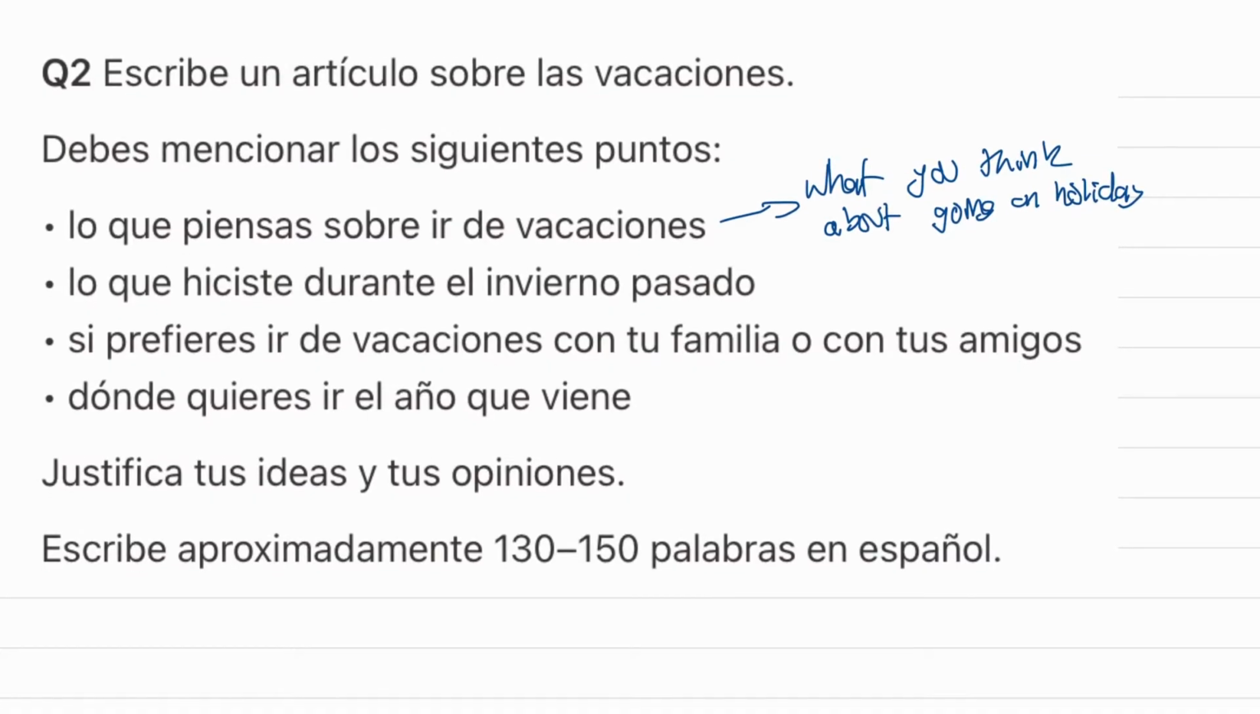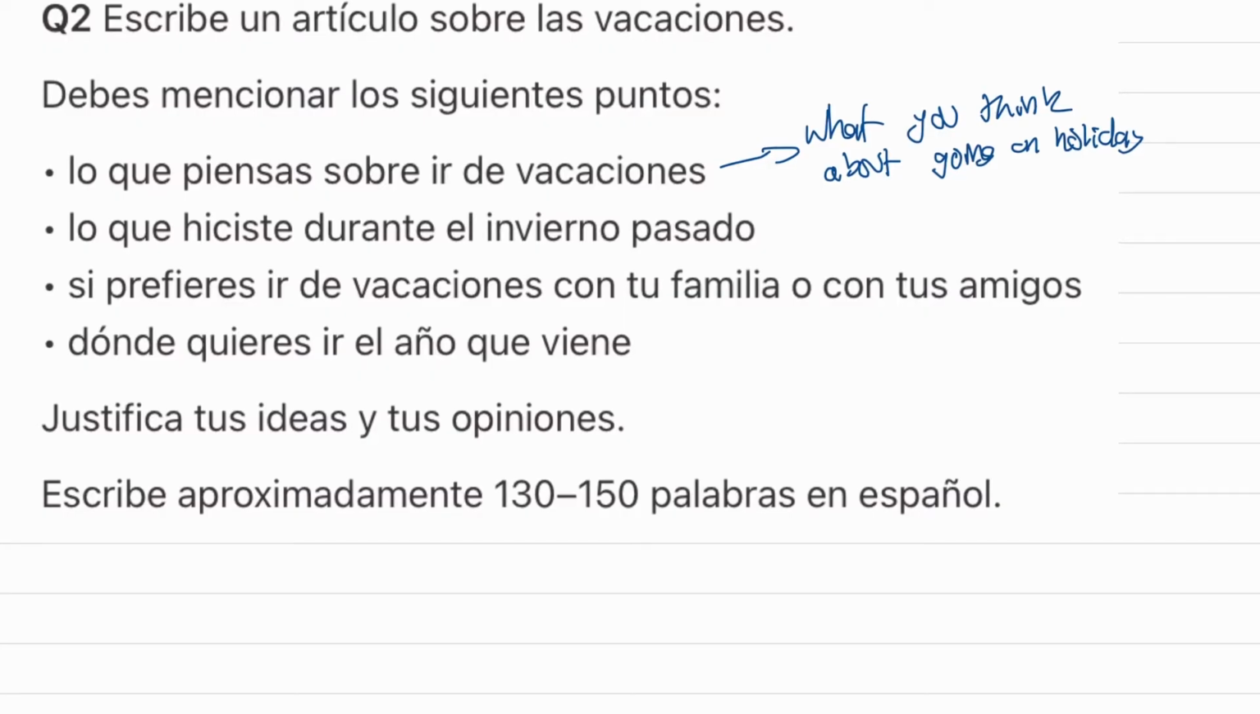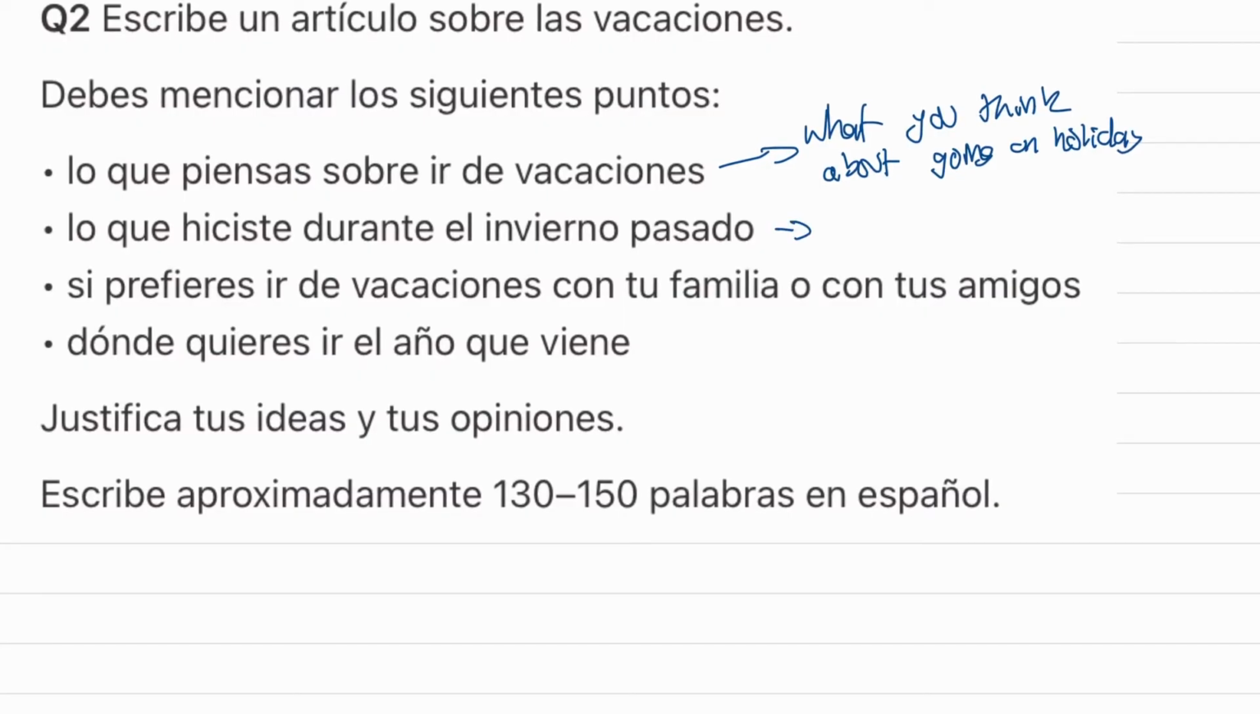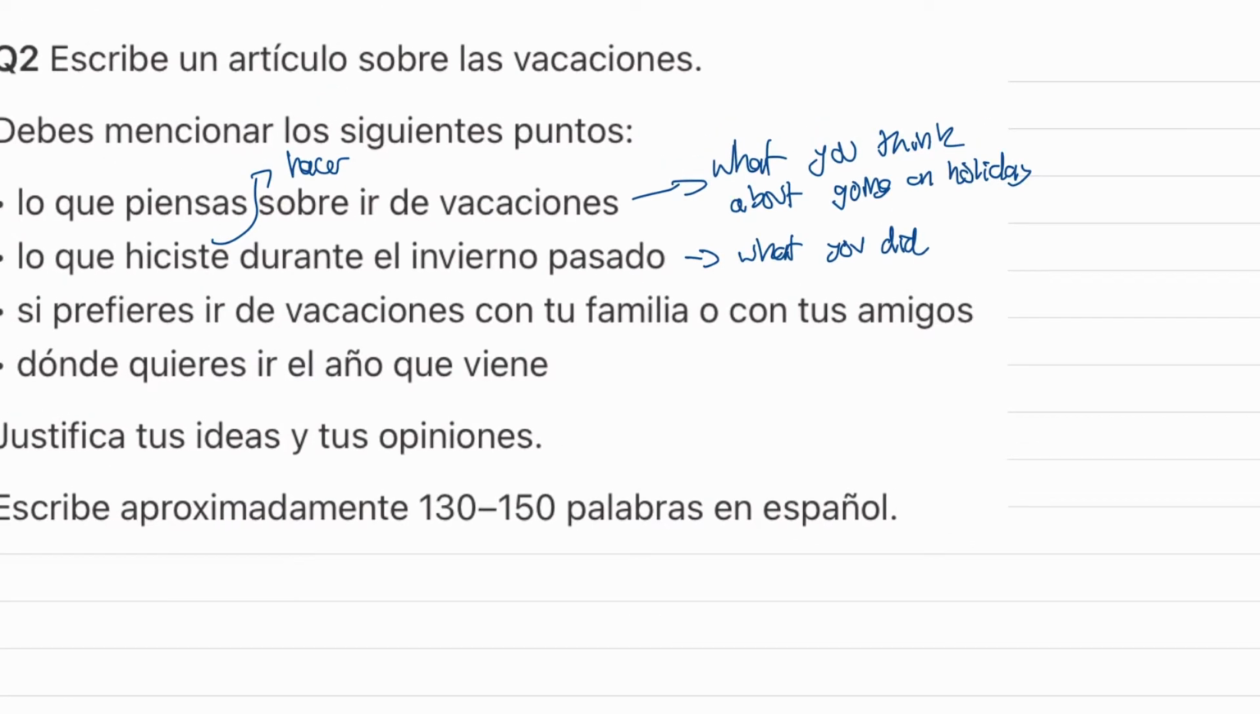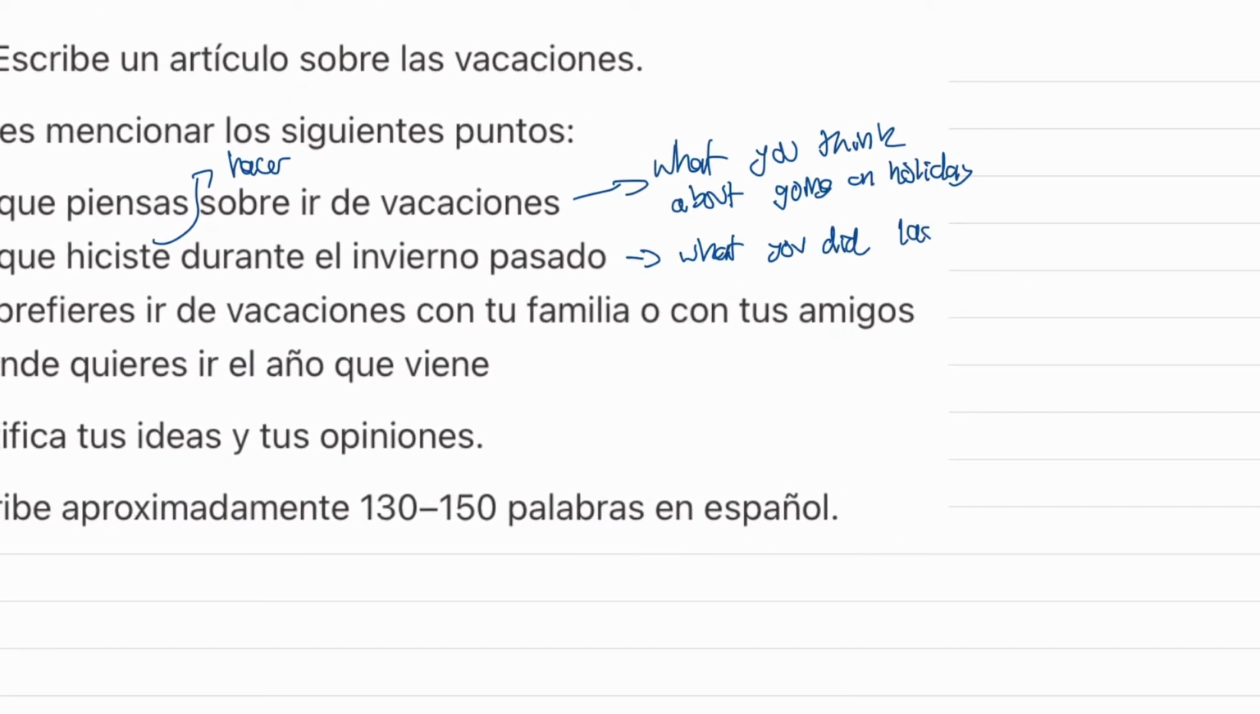The next one, lo que hiciste durante el invierno pasado. So lo que again is sort of just your what. So what you did this time. Hiciste is in the preterite tense from the verb hacer. Quite an important verb actually. So what you did during or just last winter is invierno.